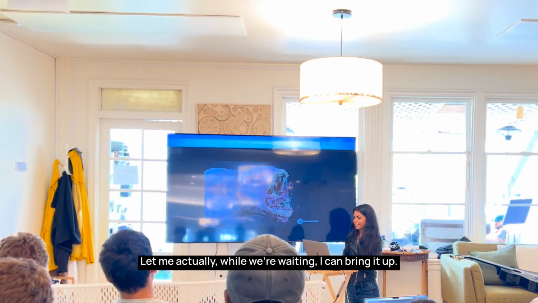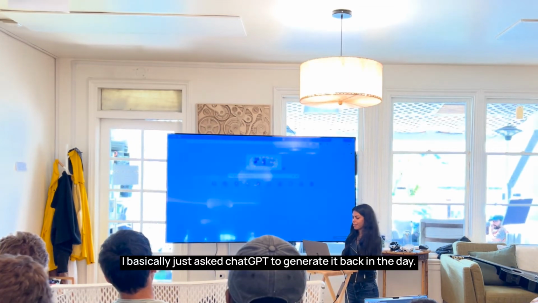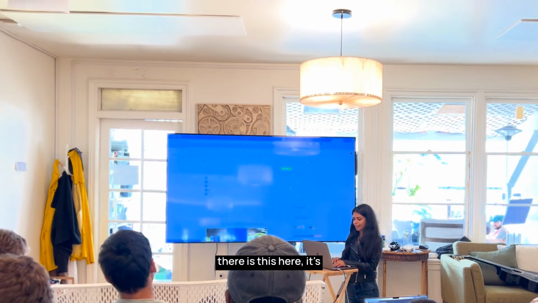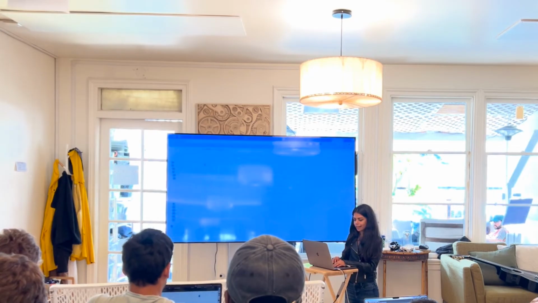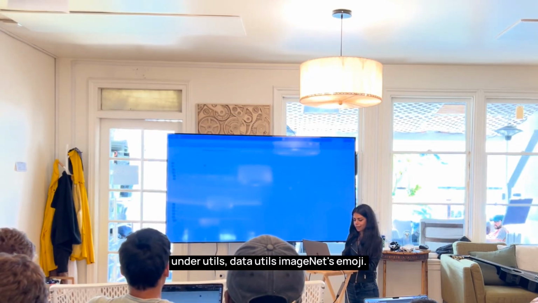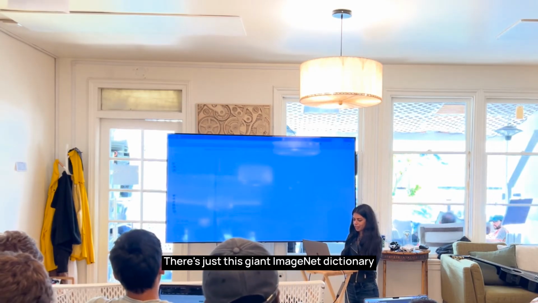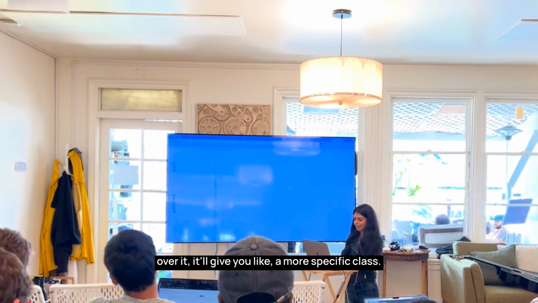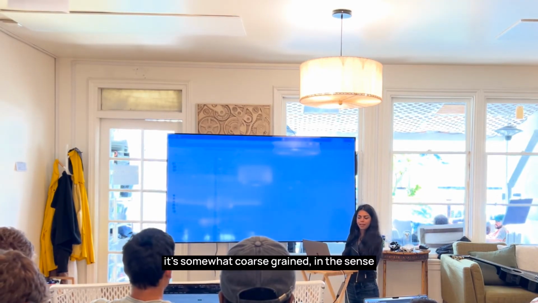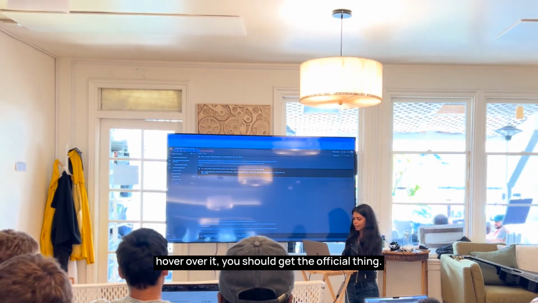Let me actually, while we're waiting, bring it up because it's funny. I basically just asked ChatGPT to generate it back in the day, but there is this here. It's under utils, data utils, ImageNet to emoji. There's just this giant ImageNet dictionary that will give you the class, but if you hover over it, it'll give you a more specific class. Yeah, it's somewhat coarse-grained in the sense where dog maps to every dog emoji, but if you hover over it, you should get the official thing.